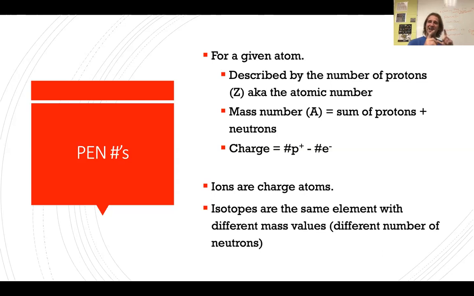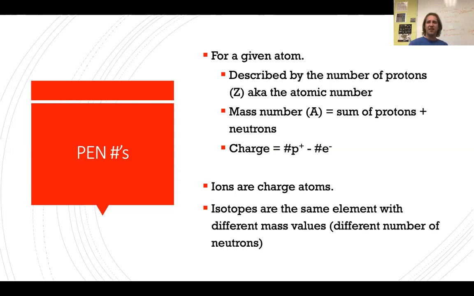Mass number, it gets the symbol A. The mass is all of our mass particles added together. So our protons plus our neutrons will give us the mass number. And charge is equal to the number of protons minus the number of electrons. Protons being positive. So for example, if we had 20 positives, 20 protons, and we had 20 electrons, 20 negatives, well, 20 minus 20 is 0. We have a neutral element or an atom.